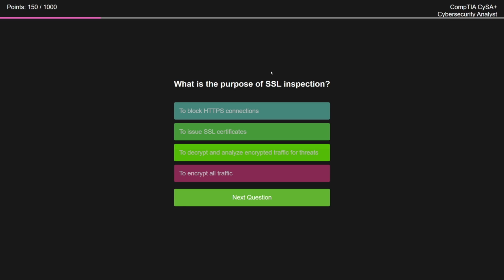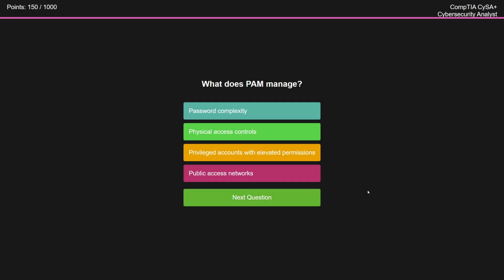But while SSL is used to encrypt, that's not the right answer, because it's talking about inspection, which is inspecting the packets, which means you'd have to decrypt the packets and analyze the encrypted traffic. So let's go to the next question.